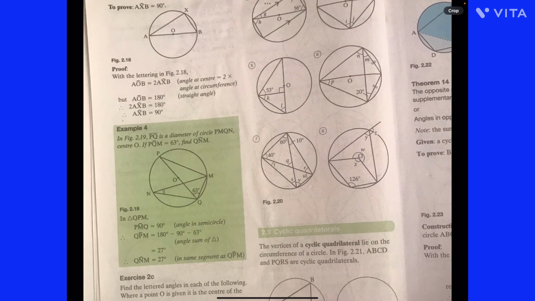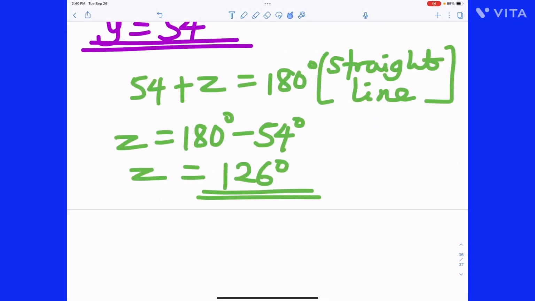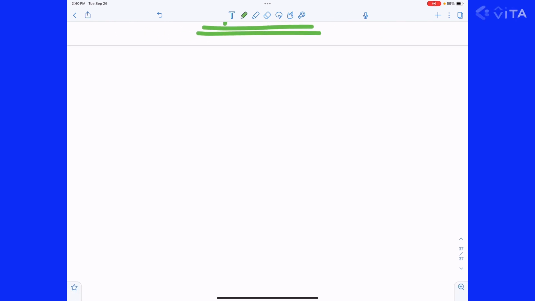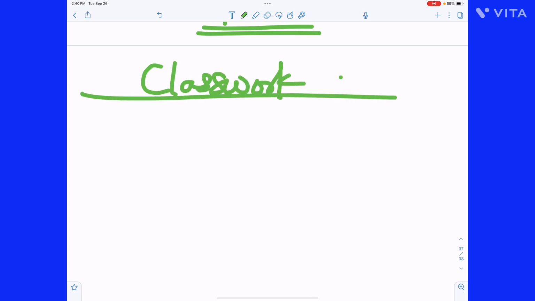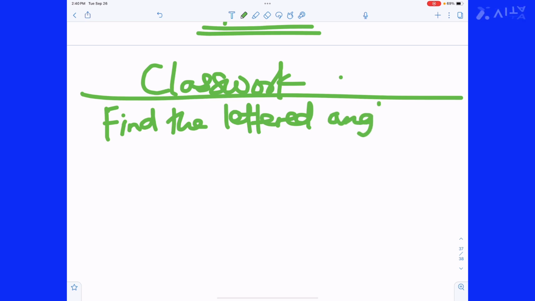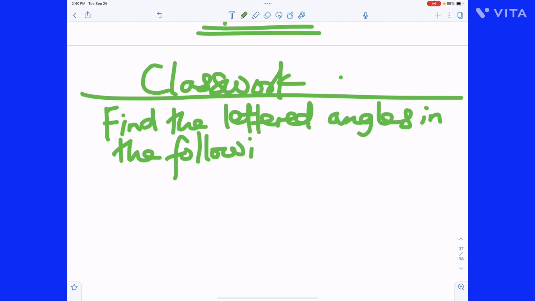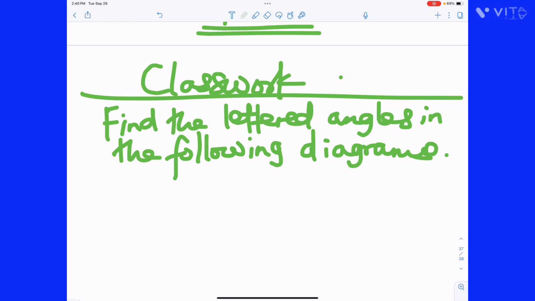I'm going to give an exercise on this. Or should I just do it straight? Okay, let me just do it straight. Classwork. Find the lettered angles in the following diagrams.